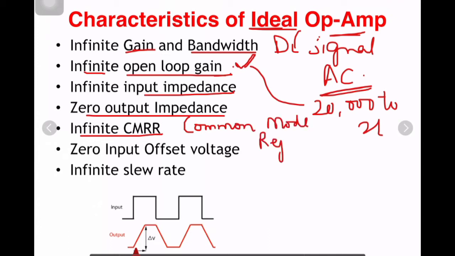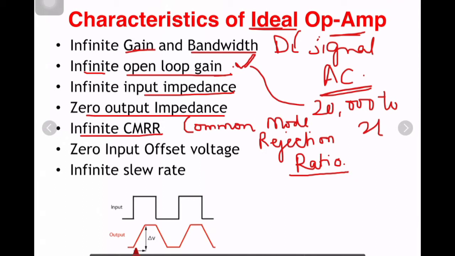Common mode rejection ratio. It is the ability of the operational amplifier to reject the common signals available at the positive and negative inputs, that is, the inverting and non-inverting inputs. For example, if some noise is present in the signal and that signal is applied at both ends, positive and negative, then that common noise signal gets rejected, and at the output we get the amplification of only the input signal, not the noise.